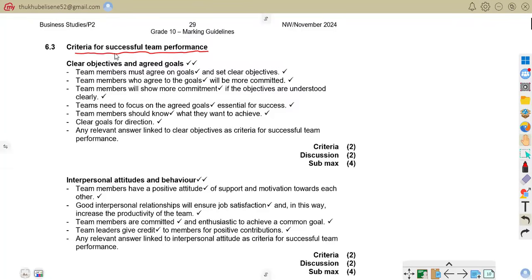The criteria for successful team performance. So we're talking about clear objectives and agreed goals. Teamwork is better when everyone knows and agrees on what to achieve. So that is what it means.